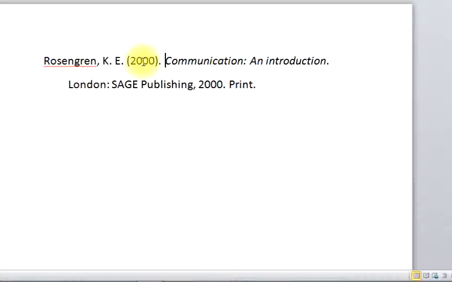Remember, this is the date found by the C of the copyright symbol. So we don't need this. And APA also does not say we need this. So this is it. We're done.